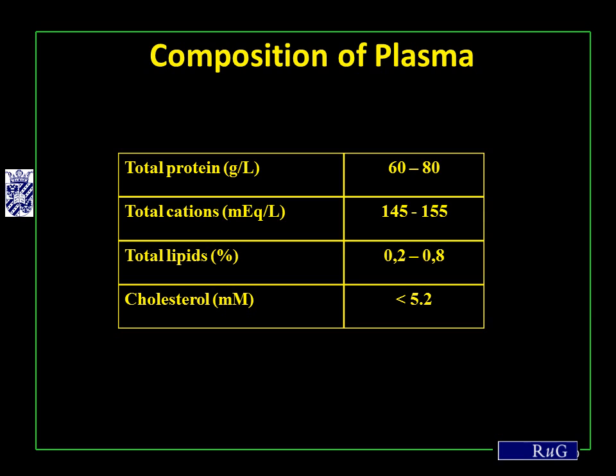Total lipids can vary a lot in plasma, but are usually between 0.2 and 0.8%, which is mainly phospholipids and triglycerides. Cholesterol forms a high percentage of the lipids in plasma, the normal concentration being below 5.2 millimolar. As you know, cholesterol does not occur free, but is bound to high or low density lipoproteins. All these biological components of plasma may affect your analytical method and have to be taken into account during sample preparation, separation, and detection.